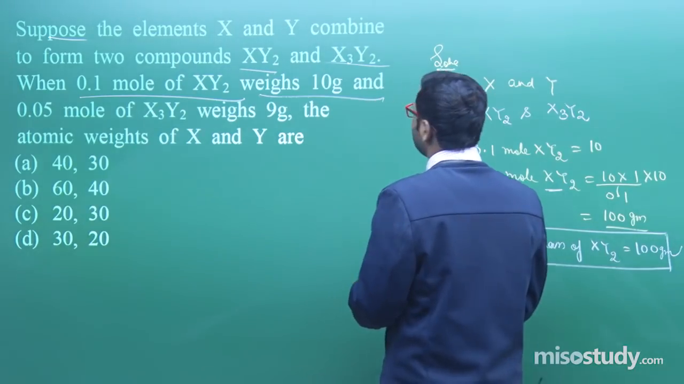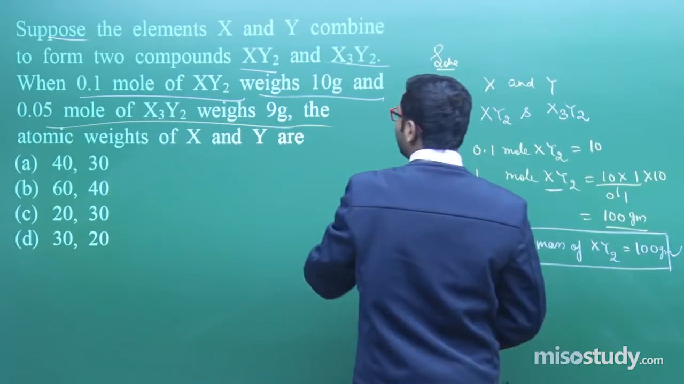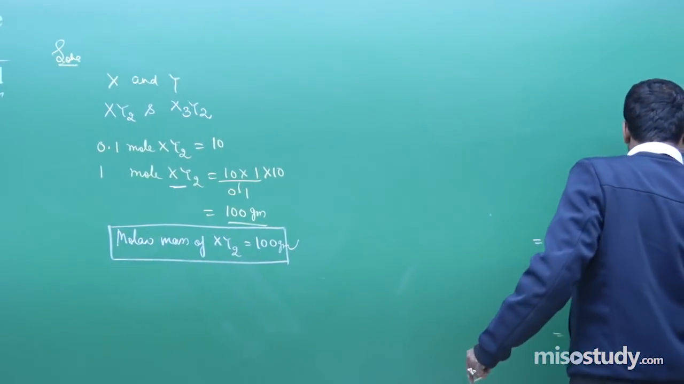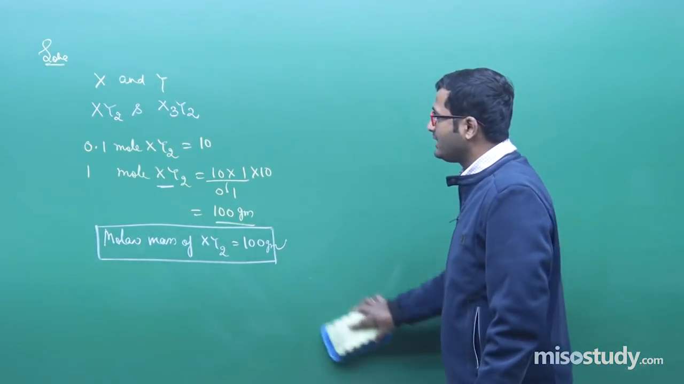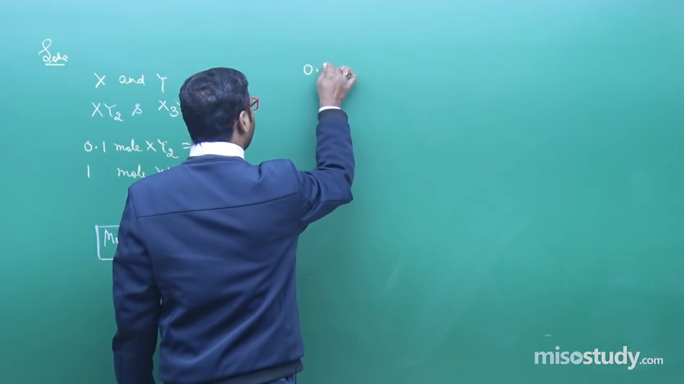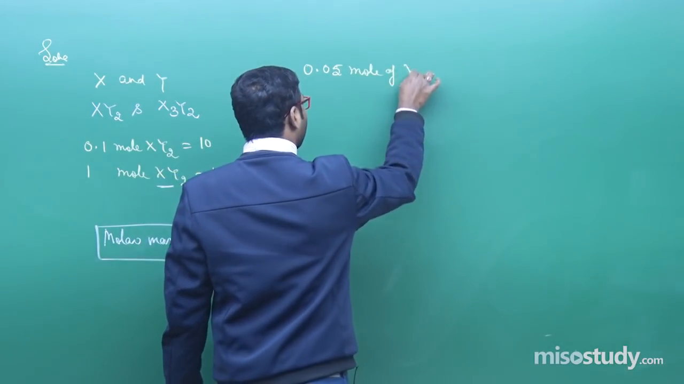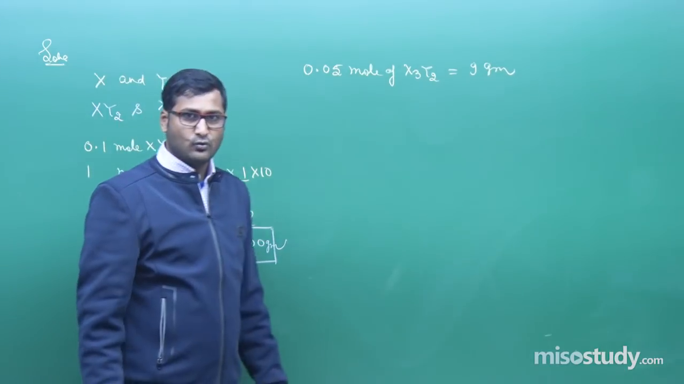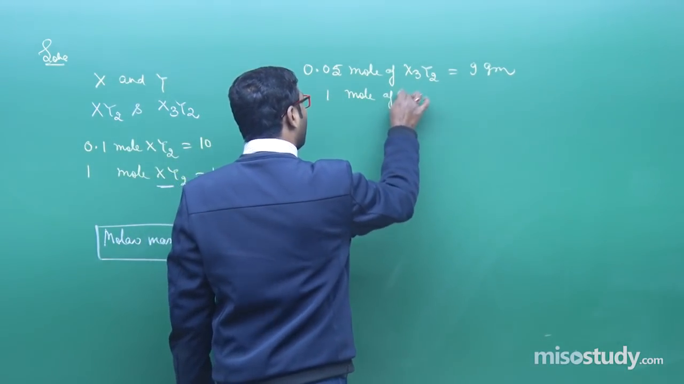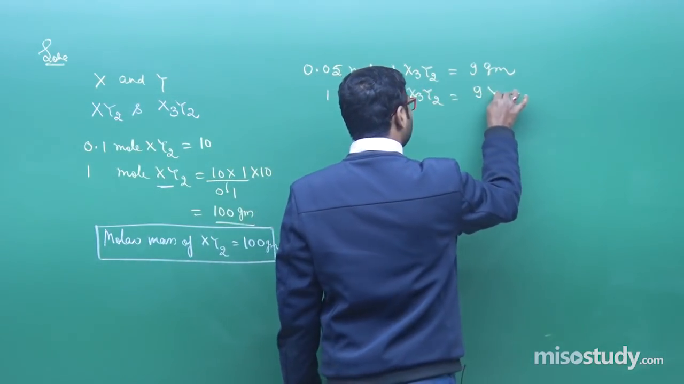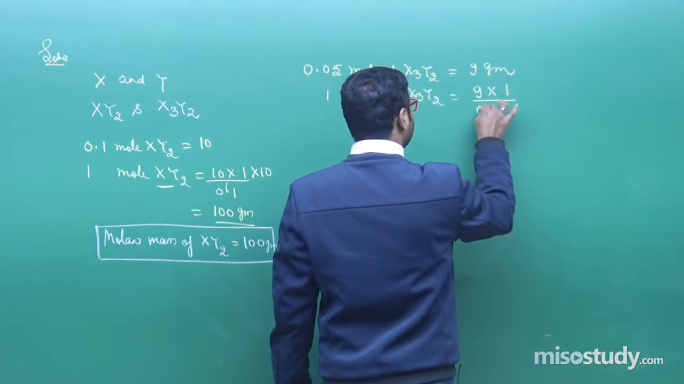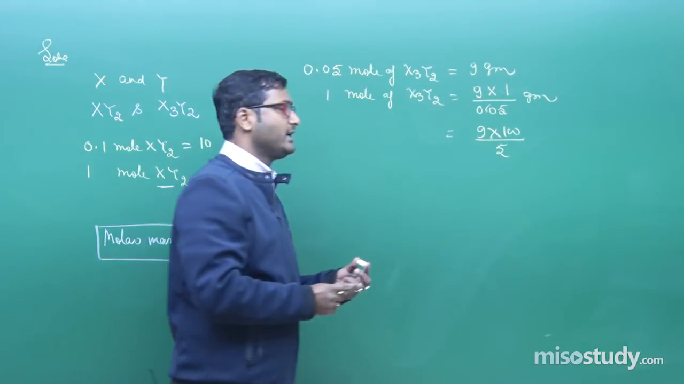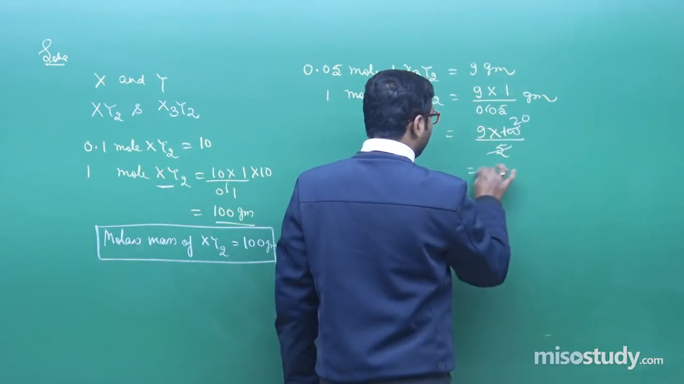Next, 0.05 mole of X3Y2 weighs 9 gram. What are the atomic weights of X and Y? Check it out. What is given in the question? The molar mass of XY2 is 100 gram. Now, 0.05 mole of X3Y2 weighs 9 gram, so what does 1 mole of X3Y2 weigh? 9 into 1 divided by 0.05 gram. Now solve it: 9 into 100 divided by 5, which gives 180 gram.